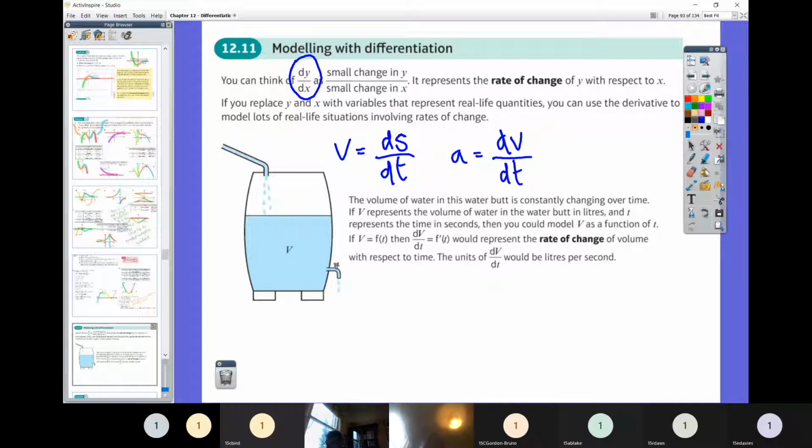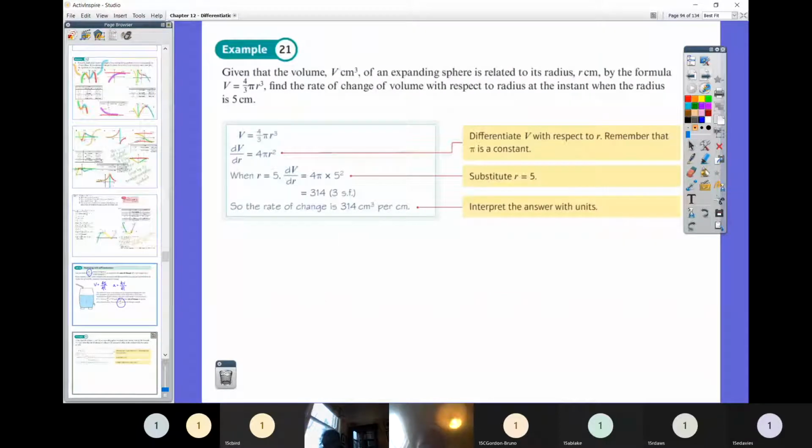Okay, now just look at the one at the bottom. We're saying the volume of water in this water butt is constantly changing over time. If V represents the volume of water in the water butt in litres, and T represents the time in seconds, you could model V as a function of time. Okay, so we can work out the rate of change of volume over time. So if we had a volume equation, we could differentiate it to work out the rate of change of the volume. So let's just have a look at this example. That's really following on from that water butt type of thing.